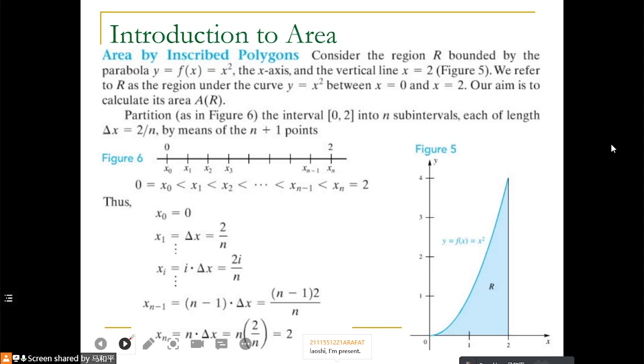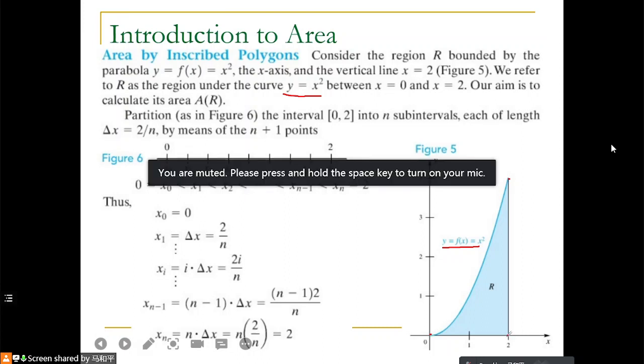Now we learned the area by inscribed polygons. We consider a region bounded by the parabola y is x squared. This is the curve or equation y is x squared, the x-axis, and the vertical line x is 2. We refer to R as a region under the curve. Under this curve, between x is 0 and x is 2.